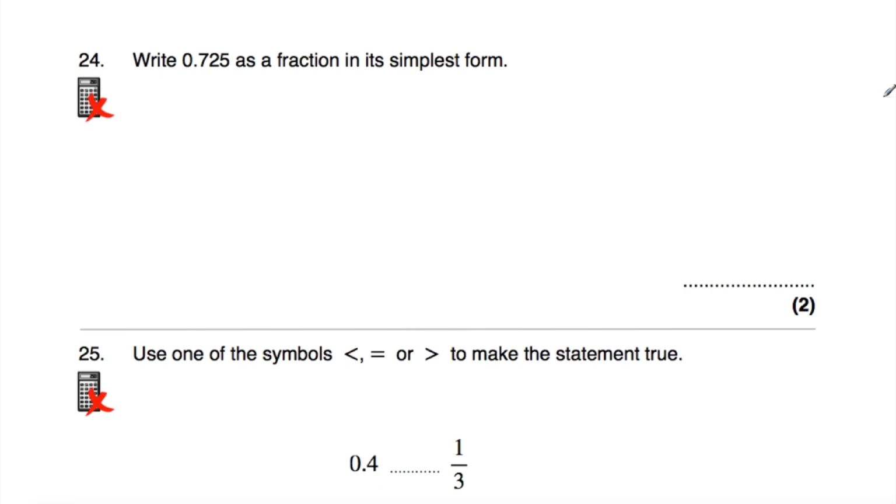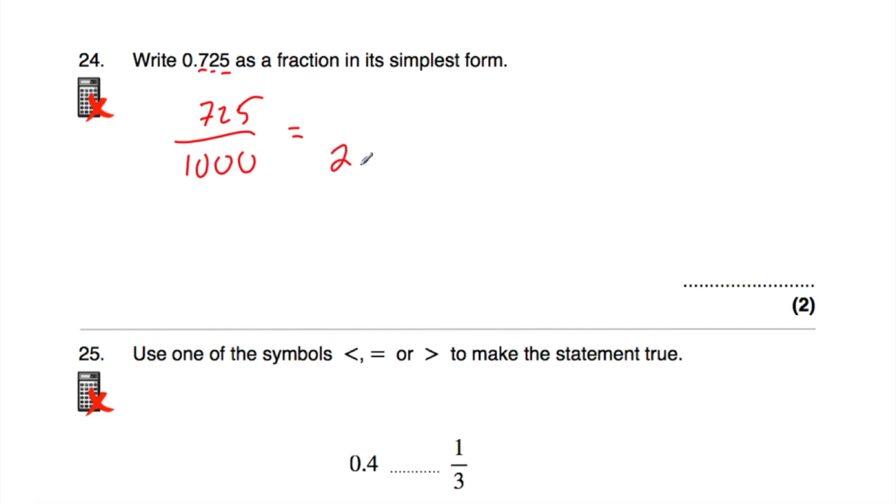Question number 24 says to write 0.725 as a fraction in its simplest form. So let's write this as a fraction. Here we've got tenths, hundredths, thousandths. So this is going to be 725 over 1,000, or a 1 followed by 1, 2, 3 zeros on the denominator, and then 725 on the numerator. Now we need to cancel it down. Both of these numbers are multiples of 5, so let's divide both of them by 5.